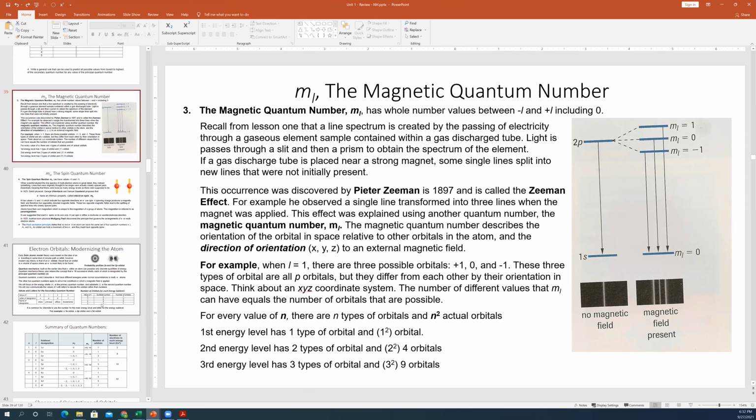Let's take a look at our table. What do I mean by at the second energy level, there's 2 types and 4 orbitals? And at the third energy level, there's 3 types and 9 orbitals. This is what I mean.